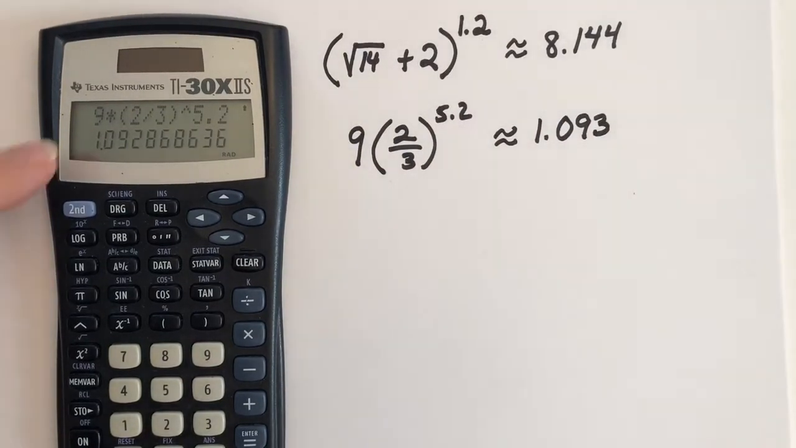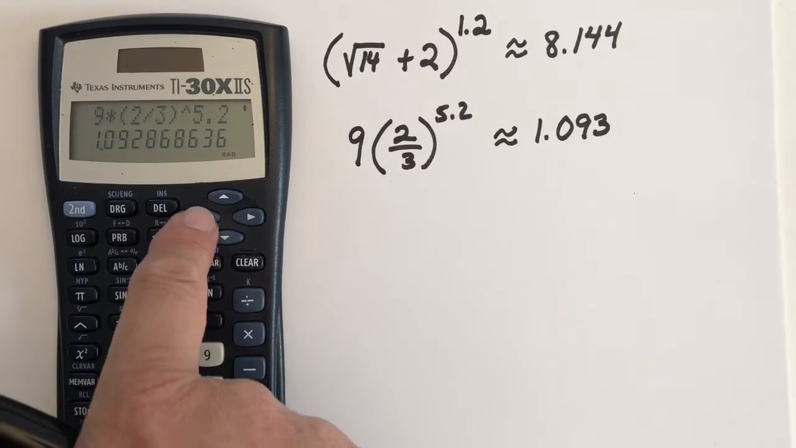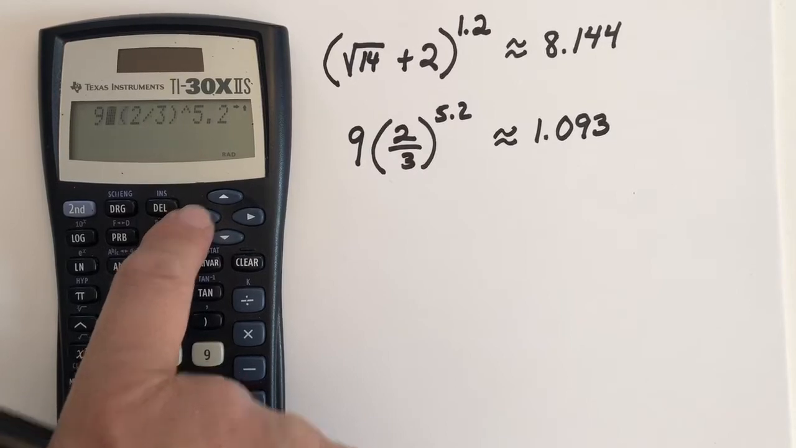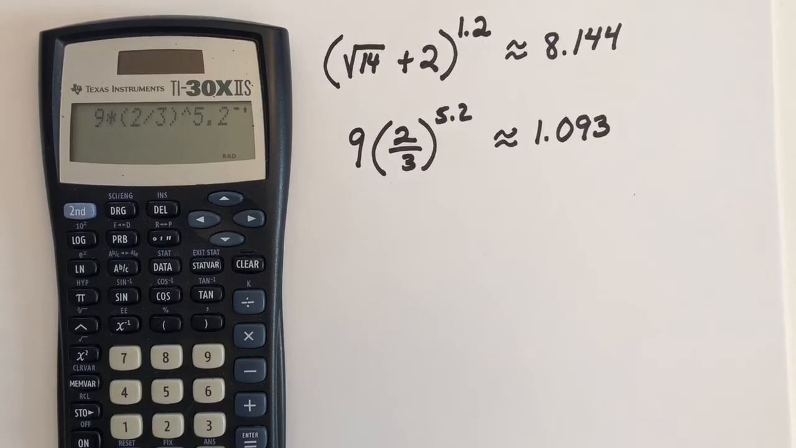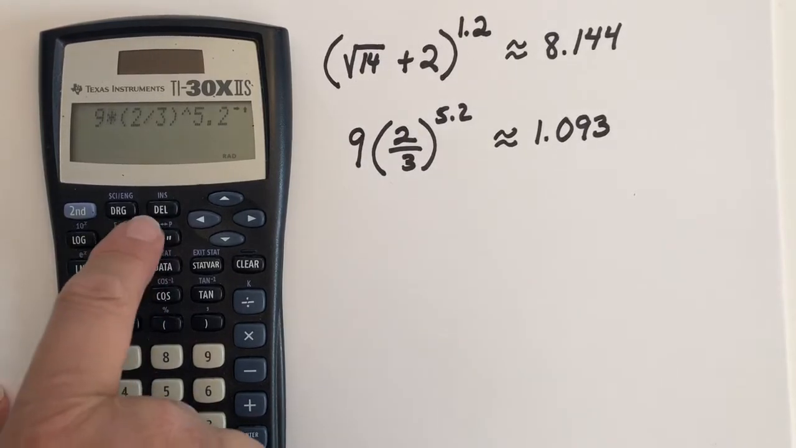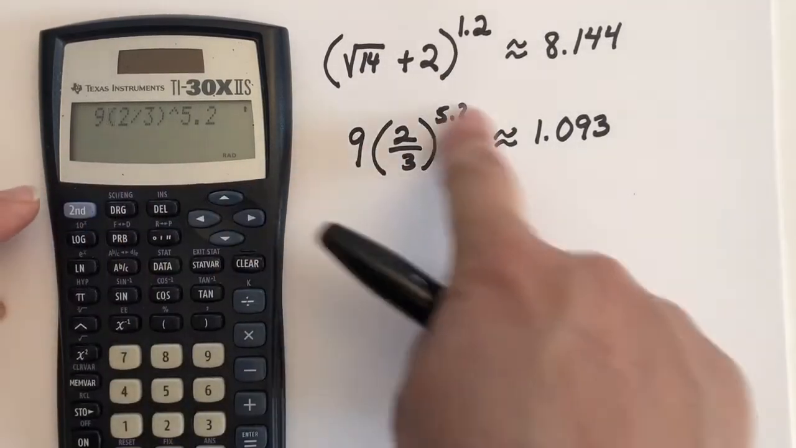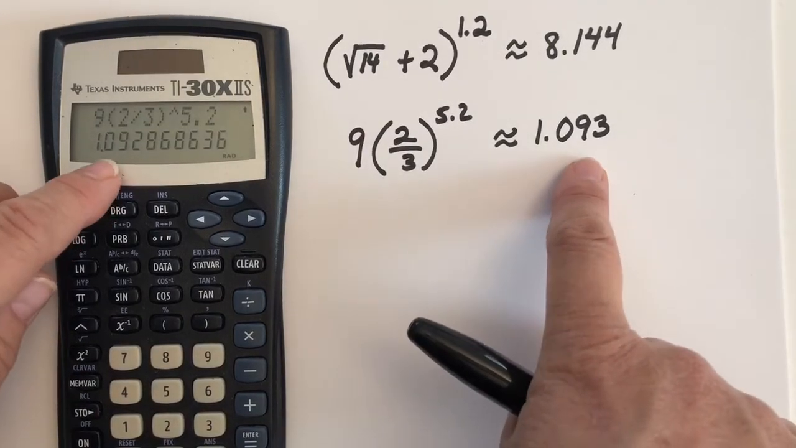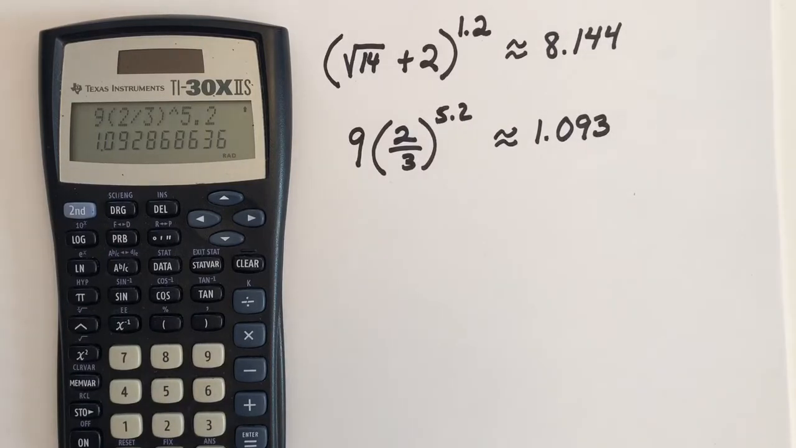Now, you may have noticed that I said 9 times 2/3. What if I hadn't even put that keystroke in? Notice on this calculator, if you just use the arrows, you can arrow back to the place you would like to look or change. And I'm just going to press delete so it gets rid of that multiplication sign. So now it looks a little bit more like this. The 9 is right up against the parentheses. And notice I get the exact same answer. So that multiplication sign was unnecessary on this calculator.